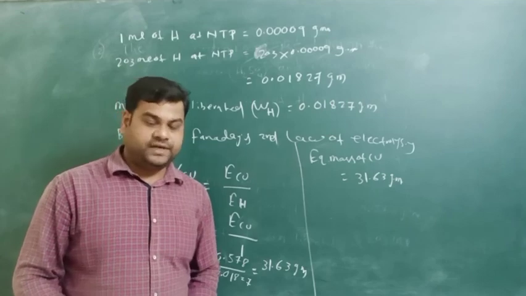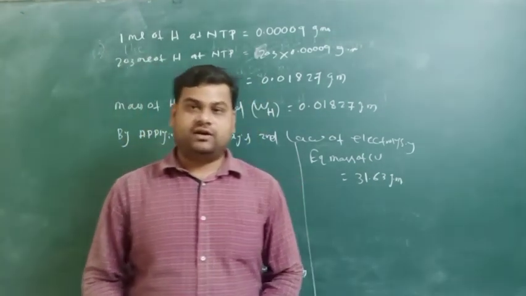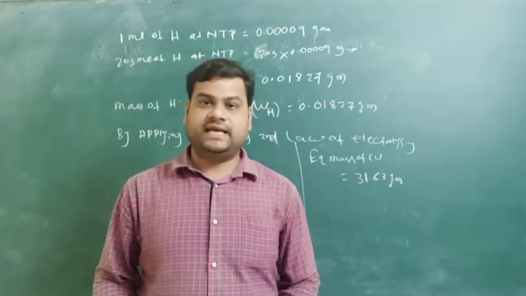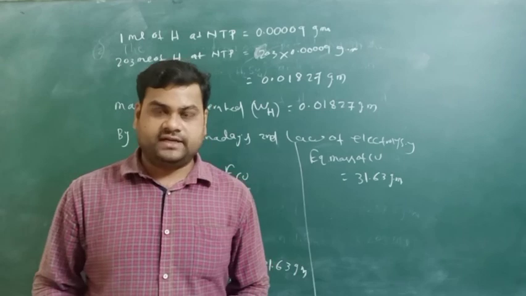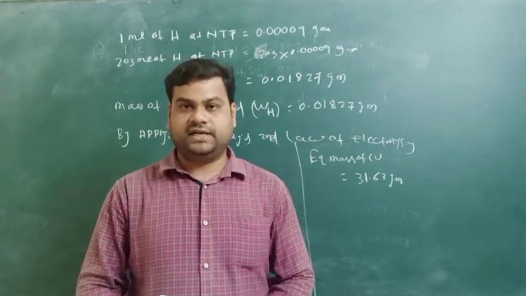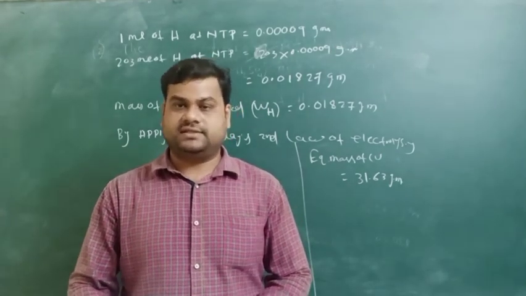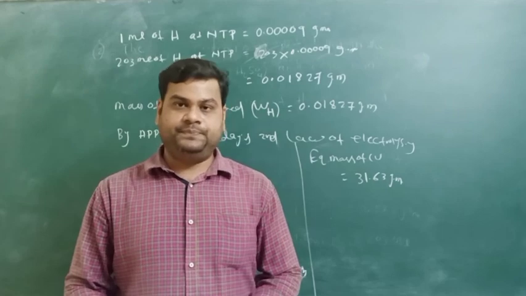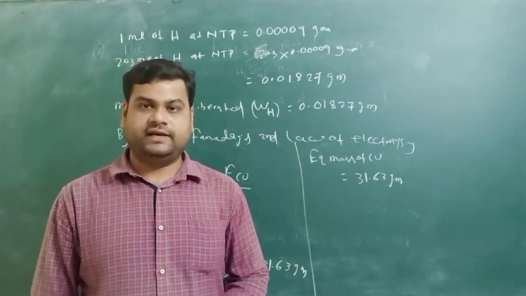So I just repeat. Today we have discussed the second law of electrolysis. It means the same quantity of electricity is supplied to the electrolytes which are connected in series. The mass of substance deposited is directly proportional to the equivalent masses of the substances. Okay, based on that we have done two more numericals.